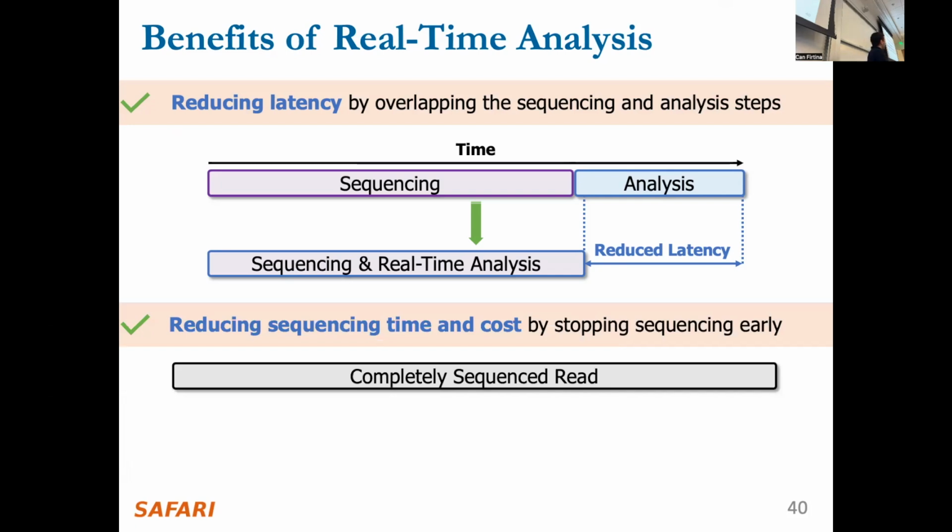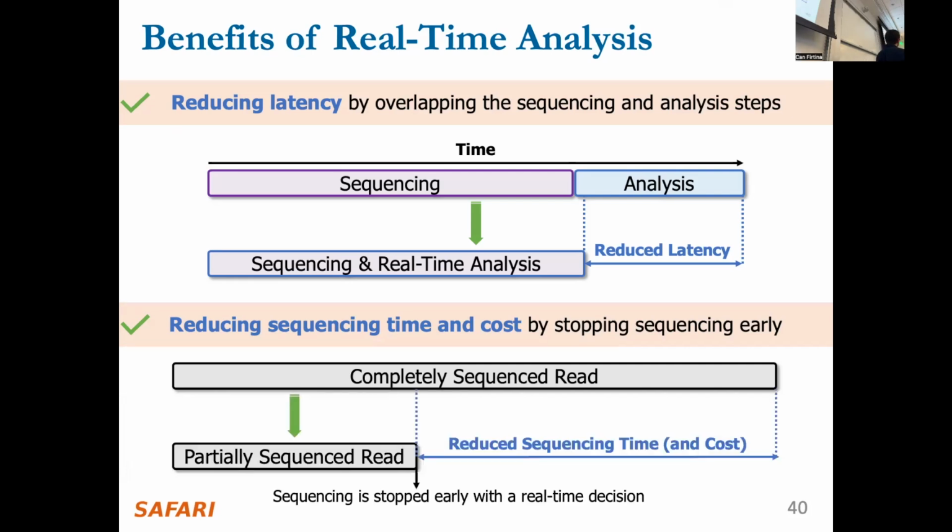The second advantage is that, in the usual case, we would be completely sequencing reads. So you don't have the option to tell the sequencer, oh, I want to stop sequencing that read in the middle, so that you can save sequencing time and cost. But with real-time nanopore sequencing analysis, we can do that. We can partially sequence the read. So this means that we can reduce the sequencing time a lot, and also potentially the cost by doing so.